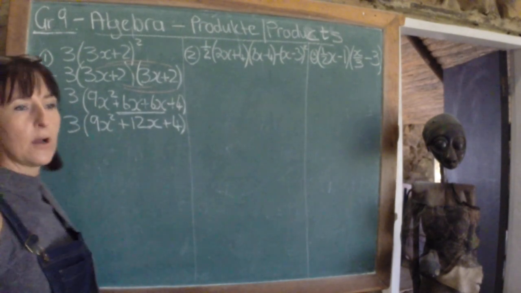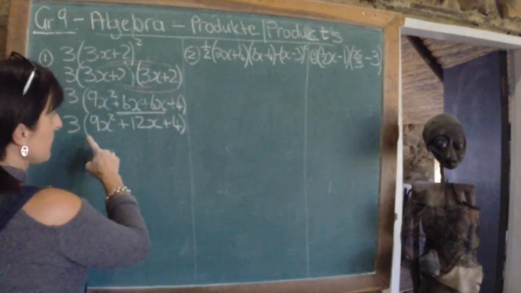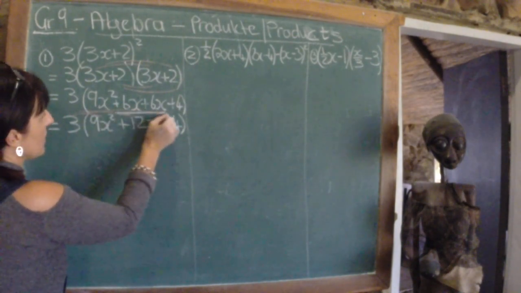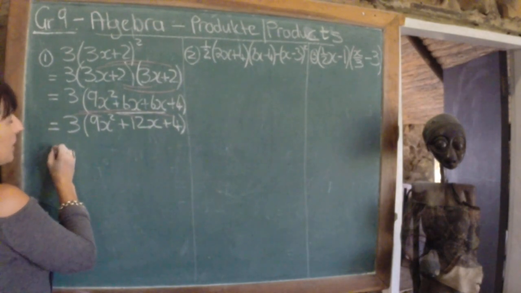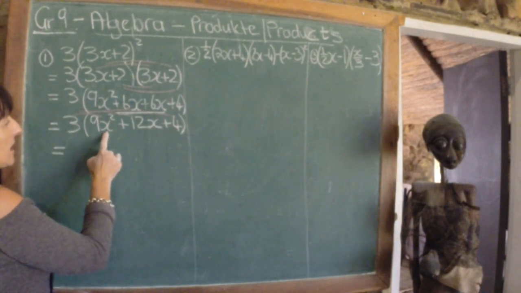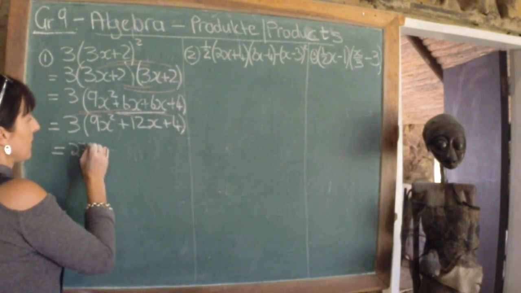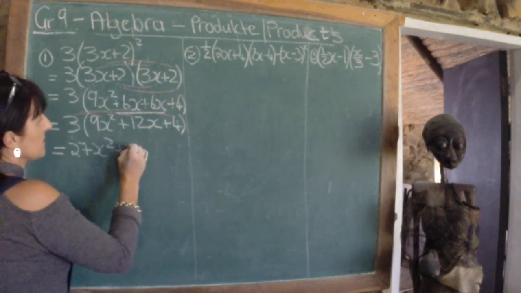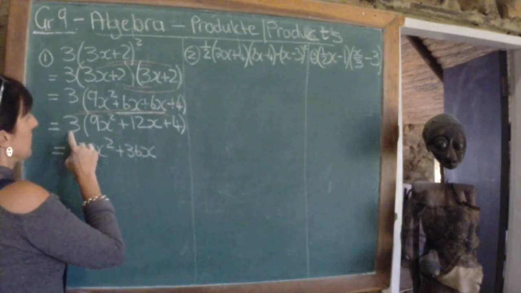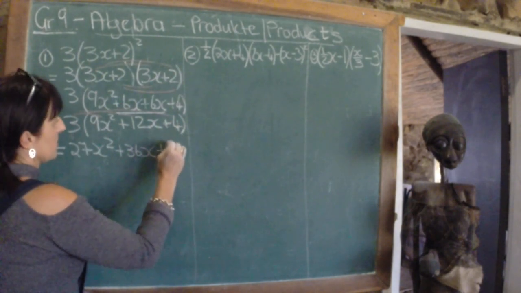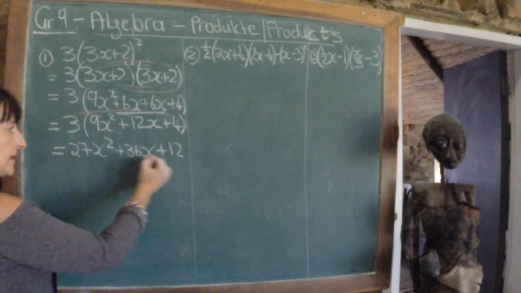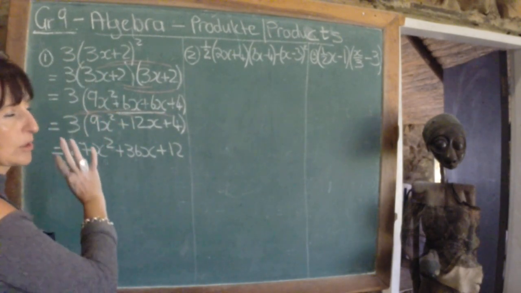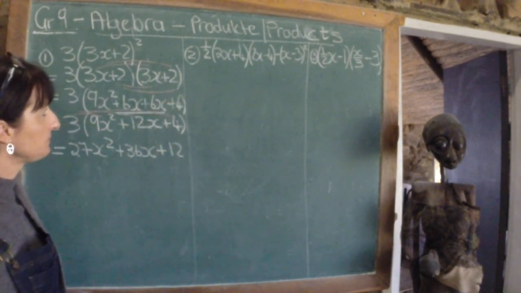Now I can't simplify more in the bracket, so I'm leaving the bracket as it is, and I'm multiplying the 3 into each term. So, distributive law, 3 maal 9x kwadraat is 27x kwadraat. 3 maal plus 12x plus 36x. 3 maal plus 4 is plus 12. I can't add any of these, want hulle is ongelyksoortig, and that's my final answer. Let's go on to the next one.